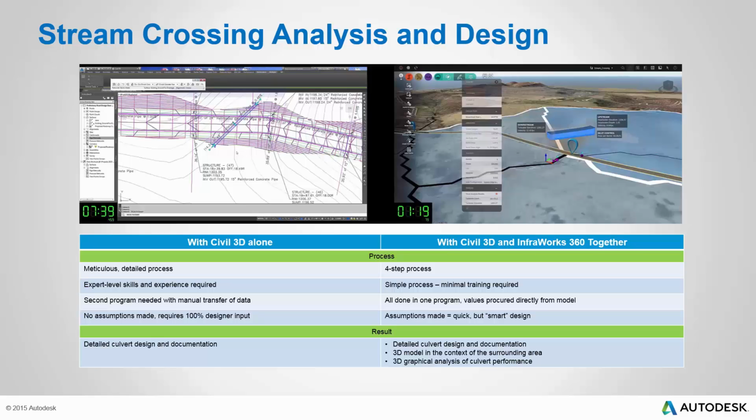The result, with Civil 3D alone, we get a detailed culvert design with the documentation necessary for bidding and construction. So with the two products together, we get all of that, the detailed culvert design and documentation, along with having our 3D model in the context of the surrounding area, and also the 3D graphical analysis of culvert performance that you can actually see in the image above. So InfraWorks 360 is more than just placing the culvert. We can actually do a detailed analysis of it as well, right there in the context of the model.